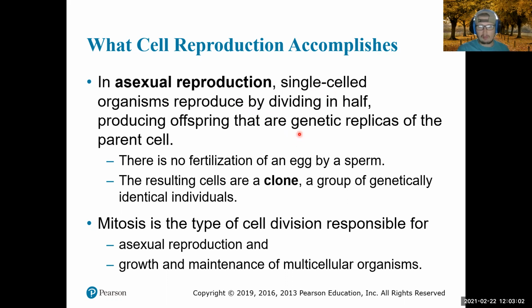And kind of the important part to this is that there is no fertilization process, so there's no sperm and egg. That means the organisms don't have to generate gametes. And the resulting cells are a clone. Okay, and so that's kind of the big thing from this asexual reproduction process. And again, this asexual reproduction process happens through the process of mitosis.